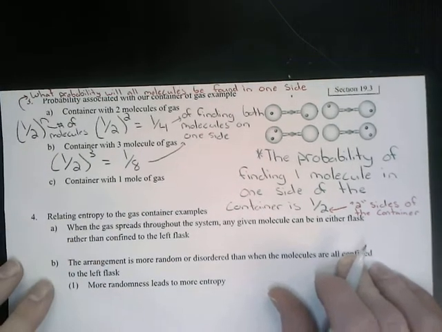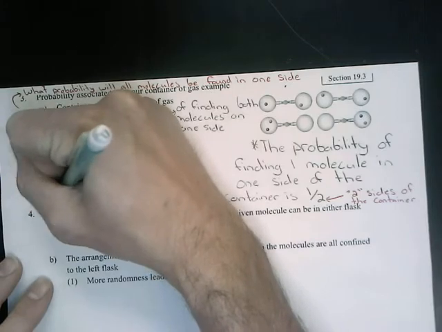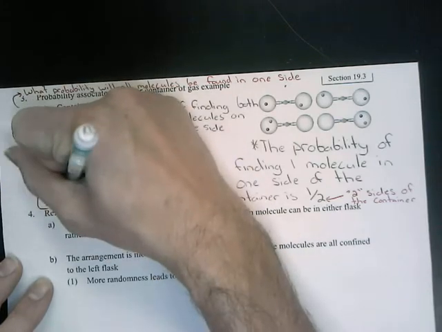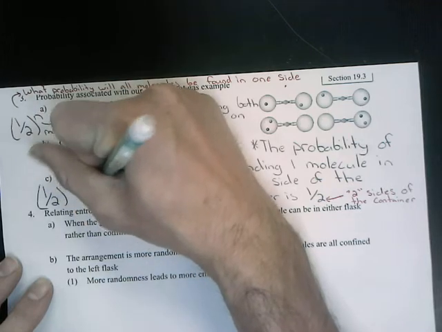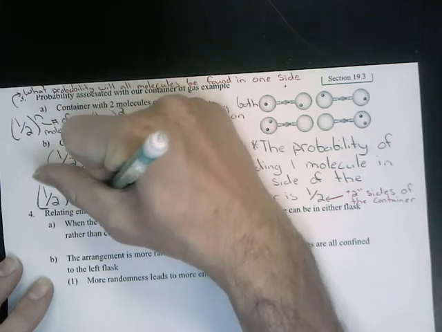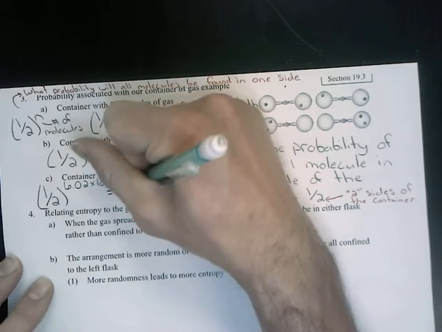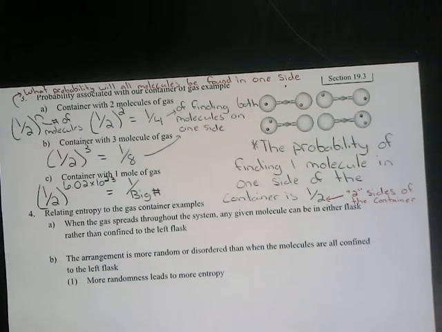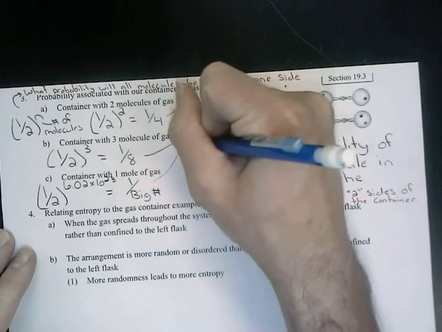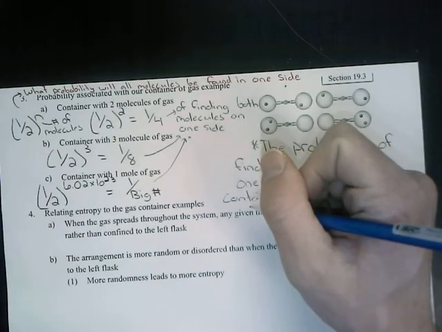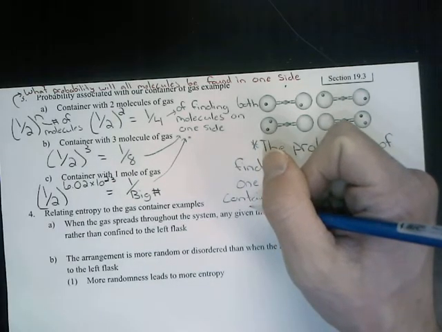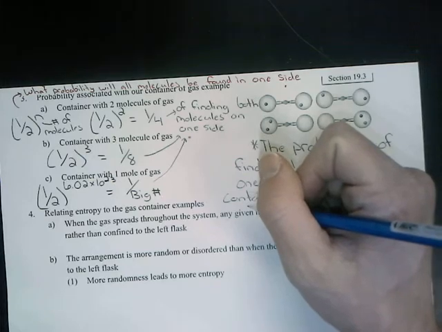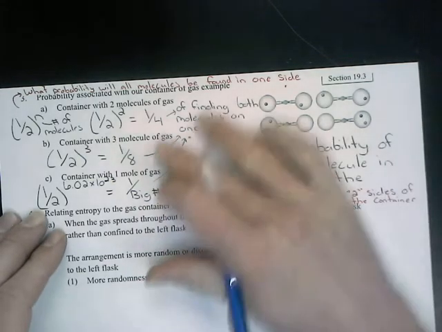Now let's make it realistic here. Let's have a mole of gas, which is not unheard of. We can say half raised to a mole of gas, which is 6.02 times 10 to the 23rd. If you put this in your calculator, it would actually say 0, but it would be 1 over a big number, and this is really close to 0. So what this is saying is that there is essentially 0 likelihood of finding 1 mole of gas in one side of the container.